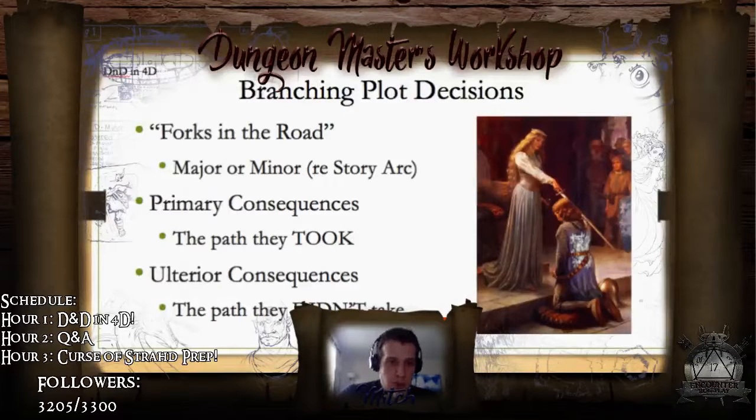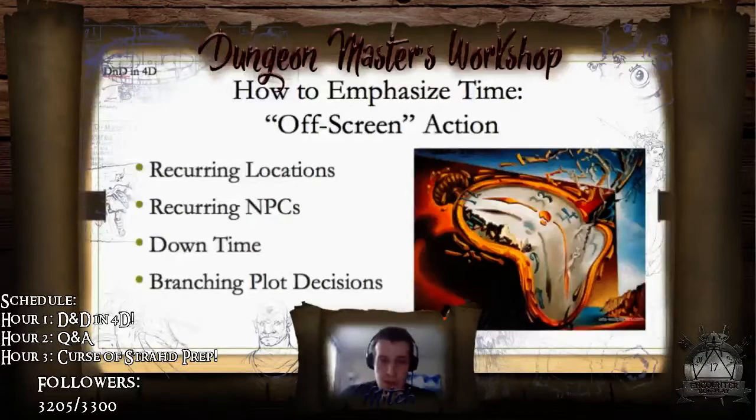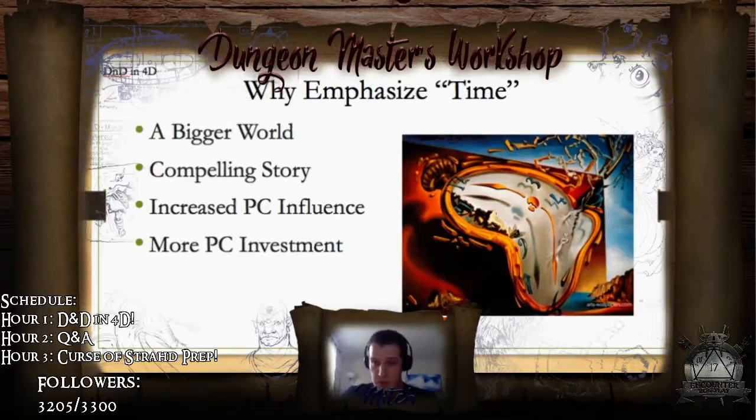So those are four ways that I like to use, four things that I like to do in campaigns to emphasize that the world happens outside of the scope of what the party experiences. And that makes the world seem bigger. Makes the world seem bigger to the party.